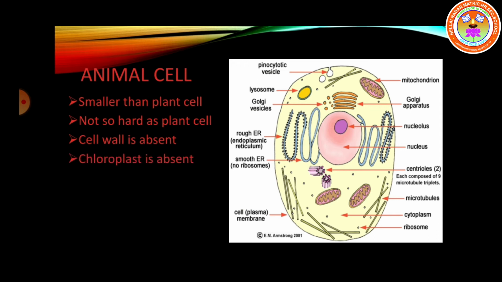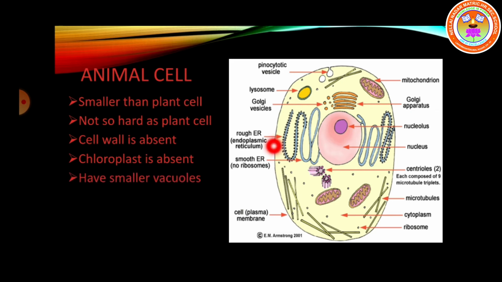And here chloroplast is also absent because they cannot prepare their own food. Yes, children, animals cannot prepare their own food. So there is no need for the chloroplast pigment. Only the plants can prepare their own food by the process of photosynthesis. So they need the chloroplast with the chlorophyll pigment. But in animal cells, there is no need for chloroplast. So chloroplast is absent in the case of the animal cell.